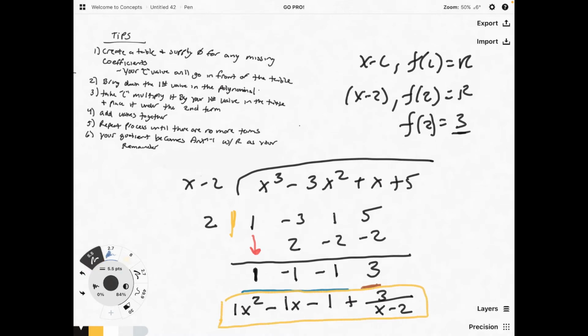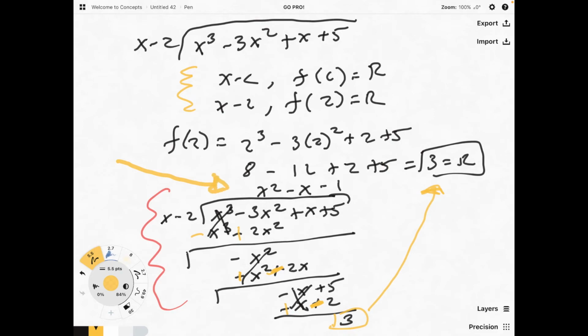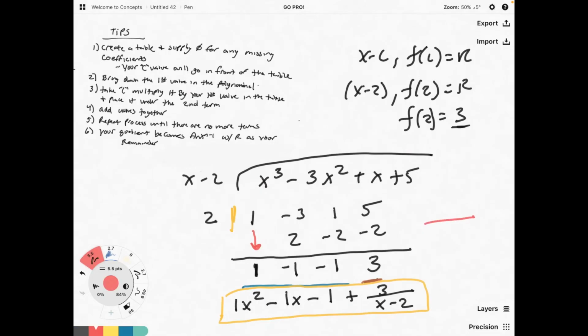This is the exact same answer we got when we did long division. If we go back and look at our previous work, we can look right here, and we get that exact same answer. So it's 1 times x squared minus 1 times x minus 1 with the remainder 3. So you see, using synthetic division is a lot more simple than actually going through all of these steps here. Rather, we can use this table and come up with the exact same answer.